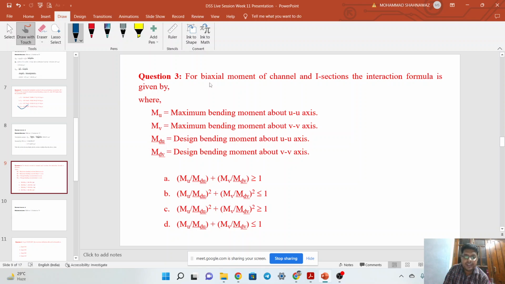Next question. For biaxial moment of channel and I sections, the interaction formula is given by. For biaxial moment, MU is the maximum bending moment about the UU axis, and MDU is the design bending moment about the UU axis. So MU upon MDU plus MV upon MDV, and the interaction formula is less than or equal to 1. It should not be greater than 1. In the interaction formula we restrict the value to 1, so it is less than or equal to 1. It has also been given in the code book. So option D is correct. This is for biaxial moment, where moment is coming along both axes, so you have to check from this formula.